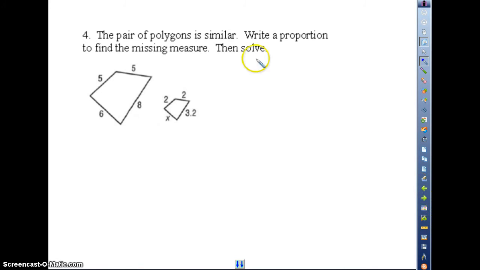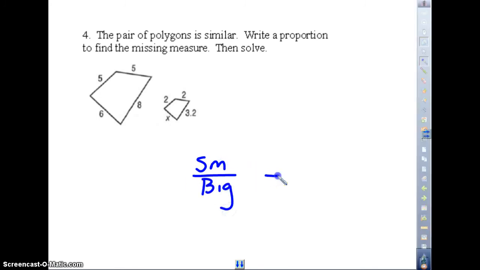This pair of polygons is similar. Write a proportion for the missing side, then solve. Small to big. Let's see, where is the missing side? It's right there, and it's in the small. So x in the small corresponds to what length in the big? Yeah, it's the same as the 6.